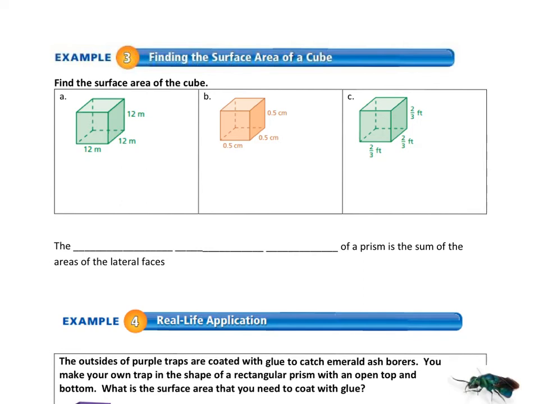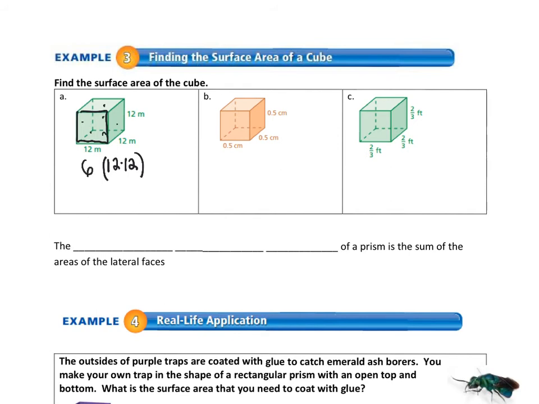So if you count up all of the faces on this cube, let's do it together. We have one face, the back face, 1, 2, side, 3, 4, 5, 6. We have 6 faces. Okay, so what you really need to do is find the area of one face. Okay, so for example, this is going to be 12 times 12. And because we have 6 of the same faces, we can multiply that by 6.